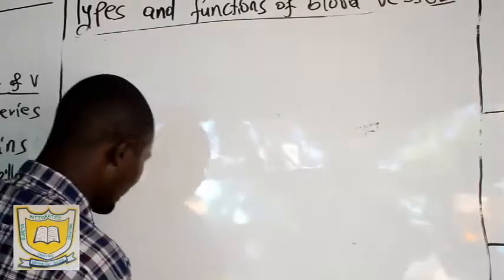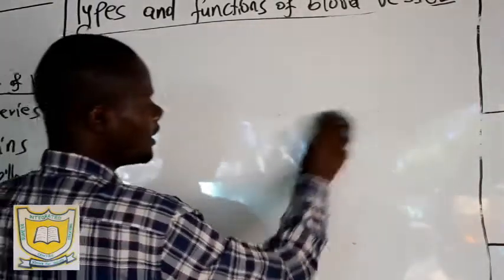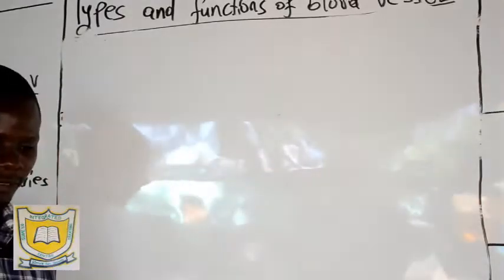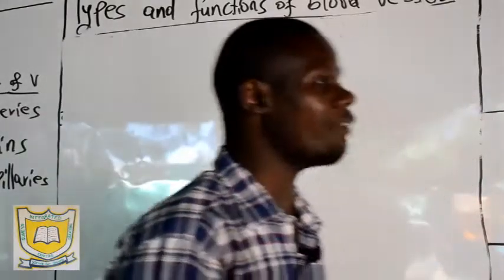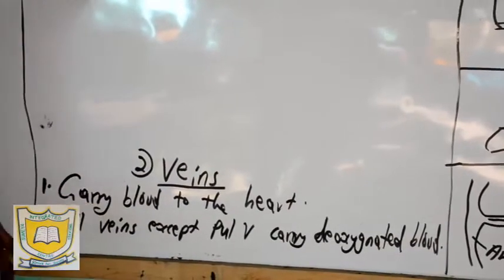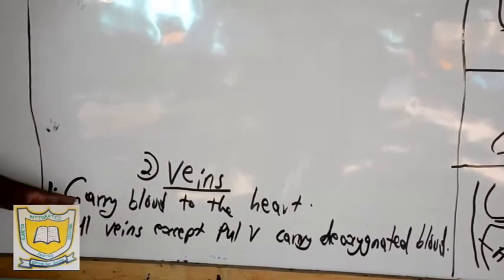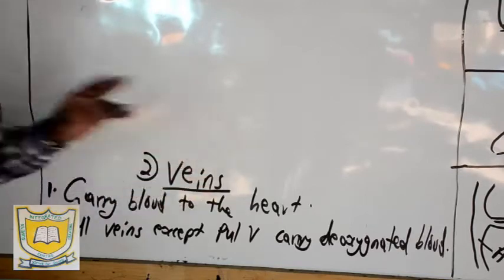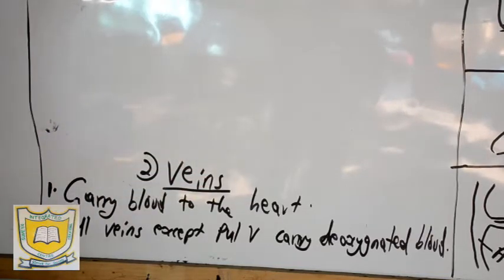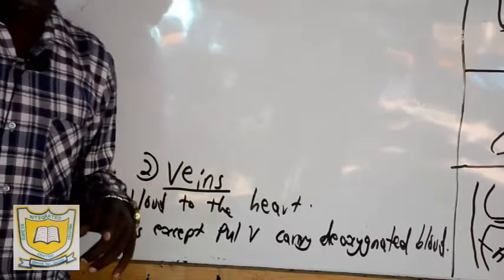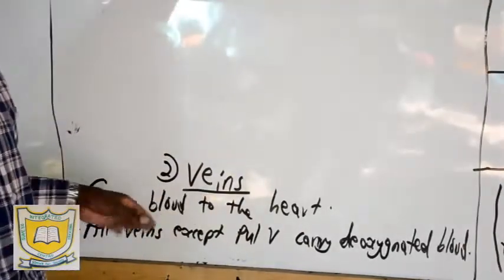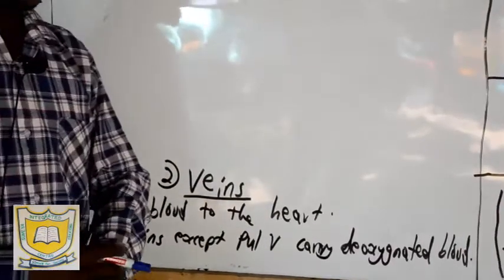Where we say this one is having high pressure, that one is having low pressure, this one is having narrow lumen, this one is having wide lumen. So you find that it is vice versa. You find that veins carry blood to the heart. In the other side, we said that arteries carry blood away from the heart. So the veins carry blood to the heart.